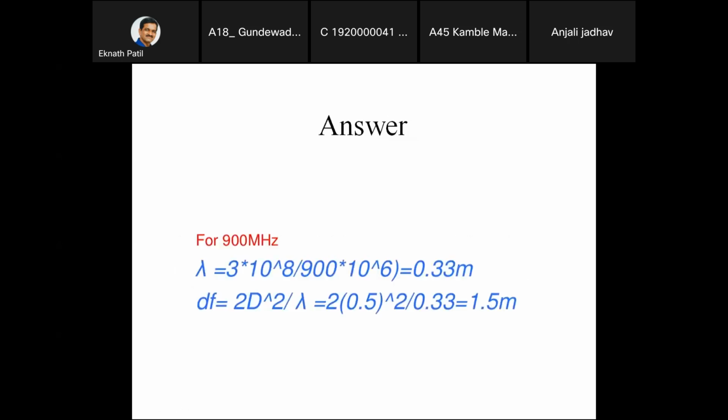Here they have given the answer. So lambda is equal to this one and the far field distance is equal to this one. For the first part, you can calculate the lambda for 900 megahertz and 1800 megahertz. 1.5 meter is the near field boundary only, and outside of this particular boundary there is the far field. Nearer than this particular boundary there is the near field.